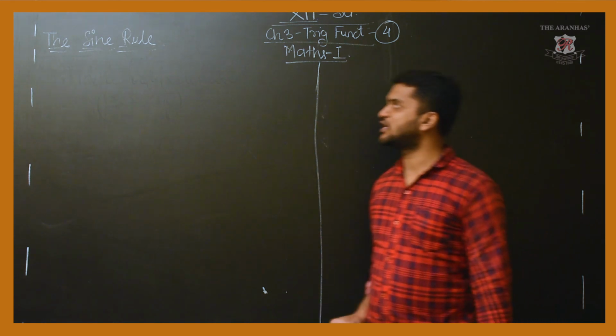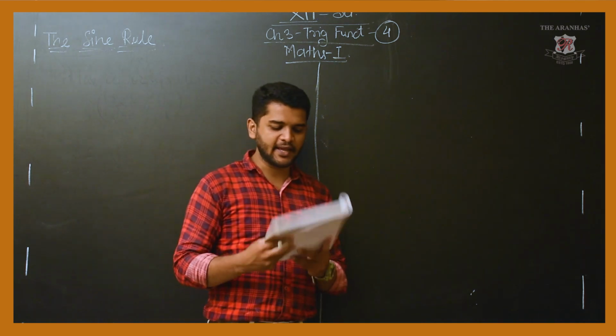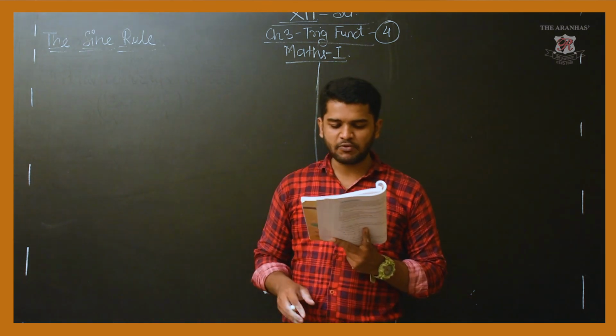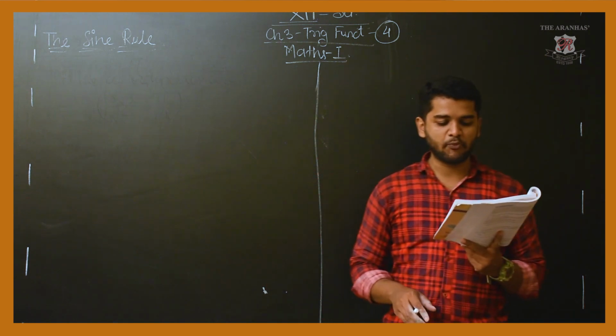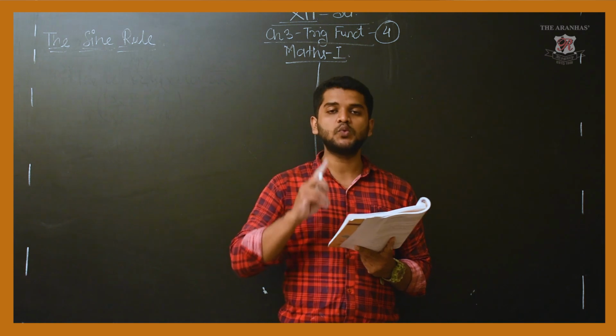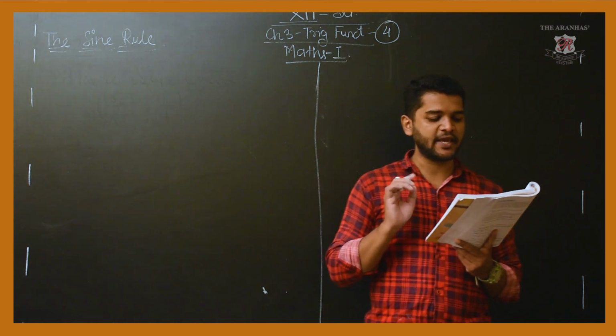So now let us see what is the sine rule. The sine rule says in a triangle ABC, a upon sine A is equal to b upon sine B is equal to c upon sine C. This ratio is equal to 2R, where R is the circumradius of triangle ABC.